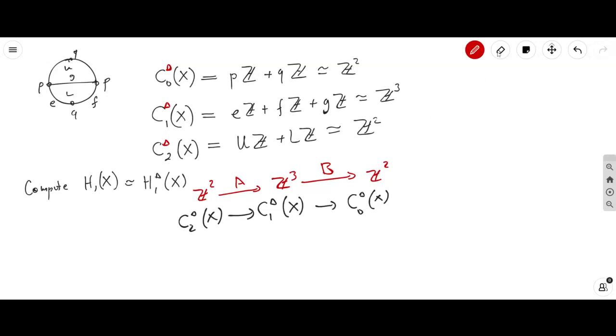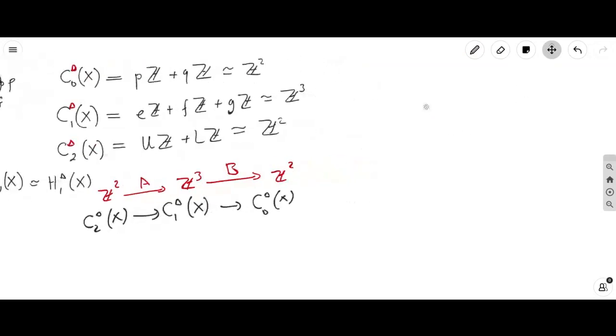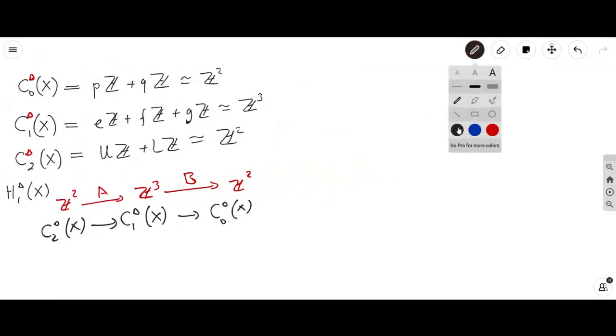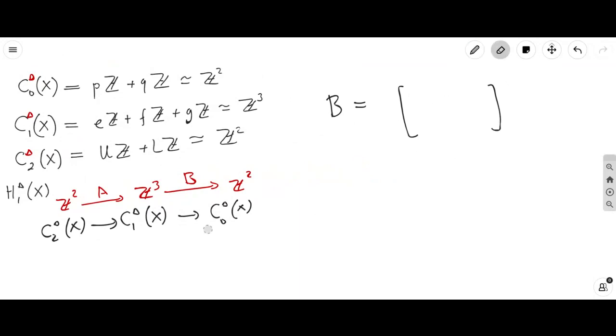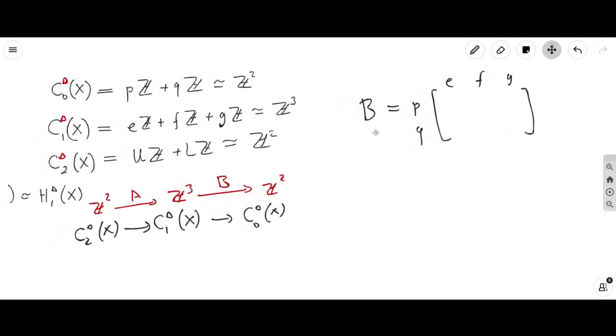But first, let's figure out what B is. So we need a basis for this one. So the basis is P and Q. So the matrix B is going to be 2 by 1. So the basis for this one, for C0, consists of P and Q. And the basis for that one consists of E, F, and G. So now you're going to apply the boundary operator for E.